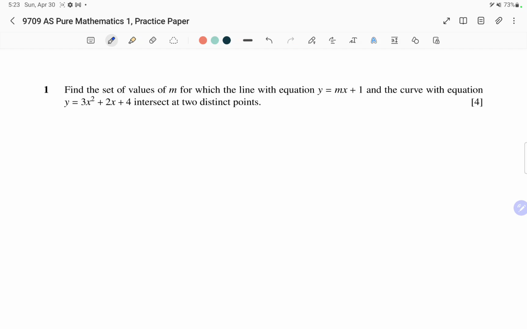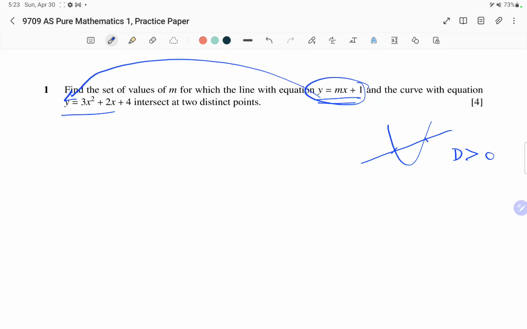It says find the set of values of m for which this line and the curve with the equation intersect at two distinct points. Suppose this is your curve and this is your line intersecting at two distinct points. We will solve these two equations and then apply this result, discriminant greater than 0. So y equals mx plus c, we will substitute over here. Then this y will be mx plus 1 equals 3x squared plus 2x plus 4.